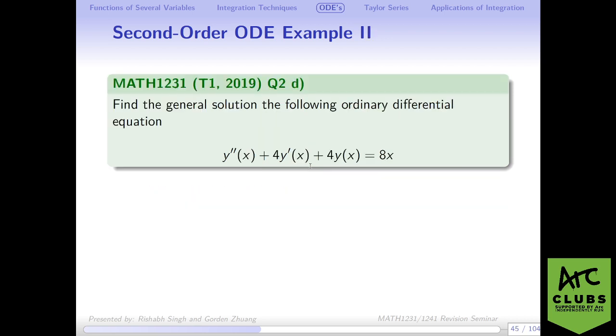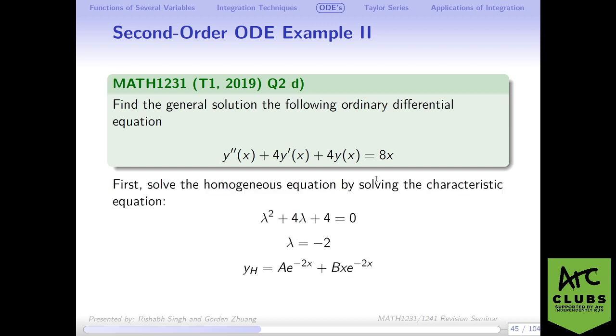So here I have another example. Here it doesn't give you any steps, it just asks to find the solution. So remember, we start with the homogeneous equation, so ignore this ax and replace it with 0. We solve the homogeneous equation. So we start with the characteristic equation with the lambdas.